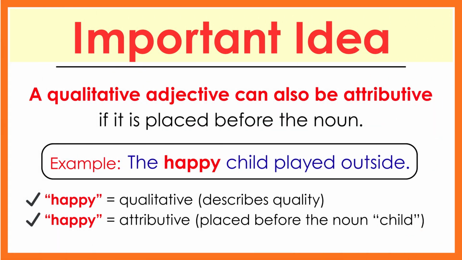Important idea. A qualitative adjective can also be attributive if it is placed before the noun. Example: the happy child played outside. Happy as qualitative describes quality. Happy as attributive placed before the noun child.